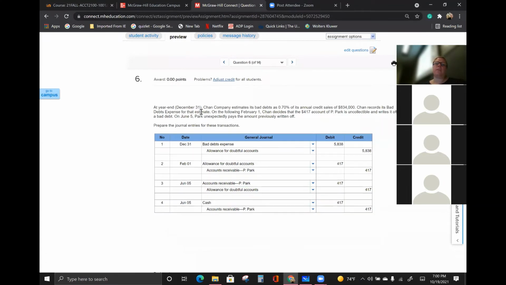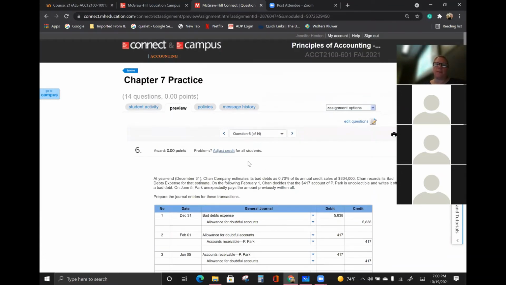Okay, at year end, December 31, Chan Company estimates its bad debt as 0.7% of its credit sales of $834,000. Chan records bad debt expense for that estimate. On the following February, Chan decides that the $417 account for P Park is uncollectible and writes off the bad debt. On June 5th, Park unexpectedly pays the balance.